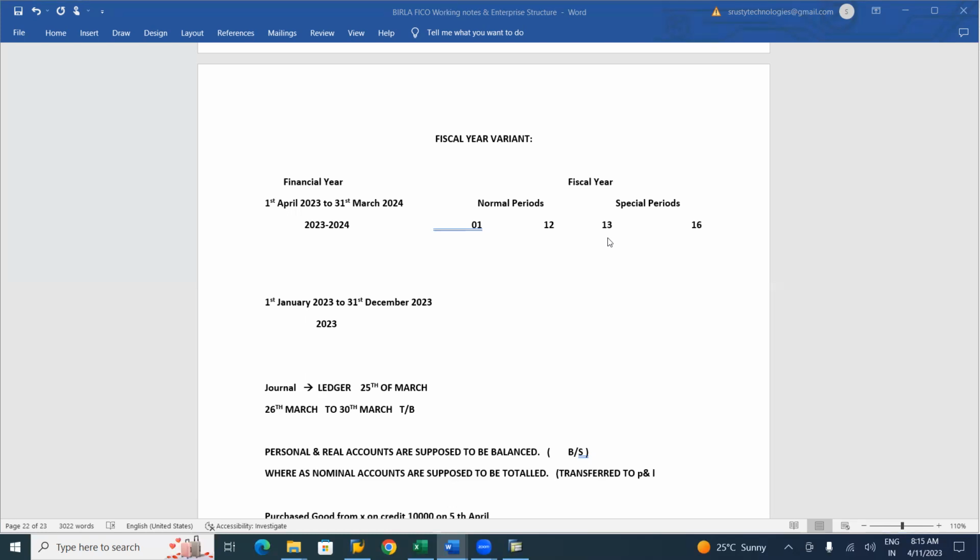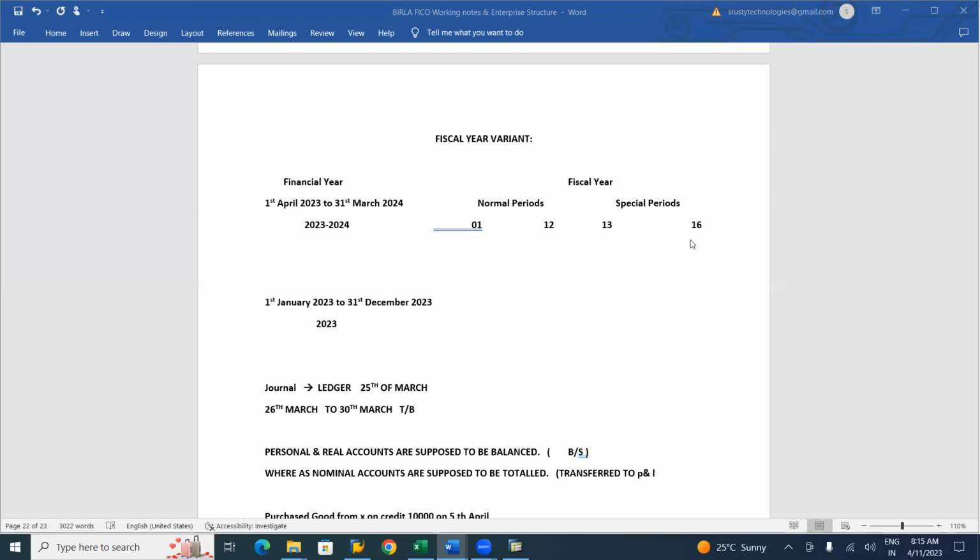So whatever they have done, they will adjust in the 13th period. And a few more adjustments, a few more audits need to be done, right? That will be taken in the 14th period. And still they have not completed. One more period, 15th. Still they have not completed. Maximum how many special periods can we do in SAP? 16 as per the requirement.